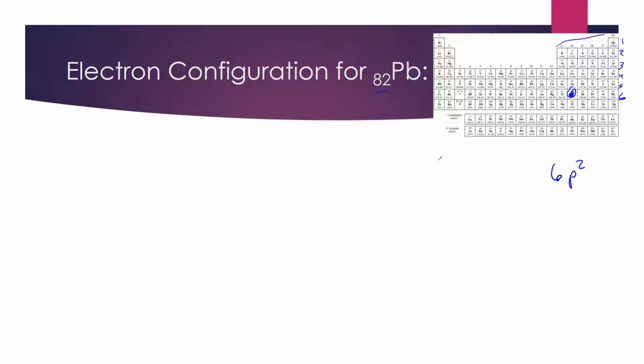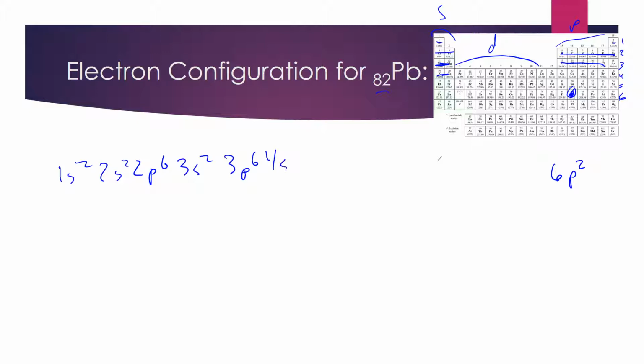So let's do this thing. Okay, we have our s block, we have our p block, we have our d block. So we start with the s block, so 1s2. Okay, good. Now we're here, 2s2. Boom. Fill in 2p6. Boom. Next, 3s2. Boom. 3p6. Boom. Next, 4s2. Boom.